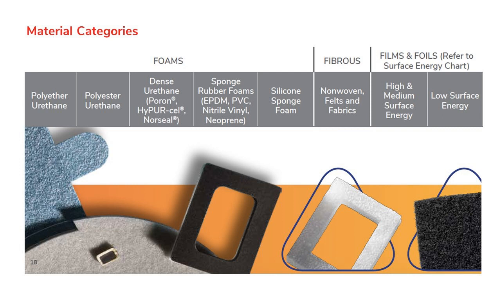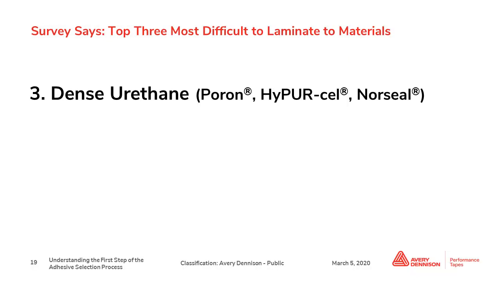So moving along, we did a quick survey, and Deanne, you had polled them, and what was the first result they had there? So they said the third most difficult type of material to bond to is dense urethanes. So Scott, can you please discuss why?